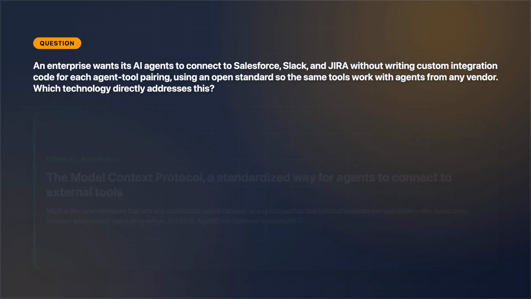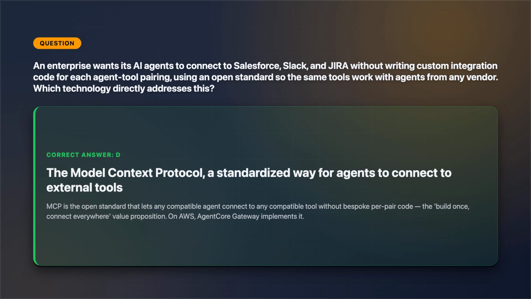It has to be D, and here's why. MCP is the open standard that lets any compatible agent talk to any compatible tool without bespoke per-pair code. That's the build once, connect everywhere idea. On Amazon Web Services specifically, AgentCore Gateway is the piece that implements it.